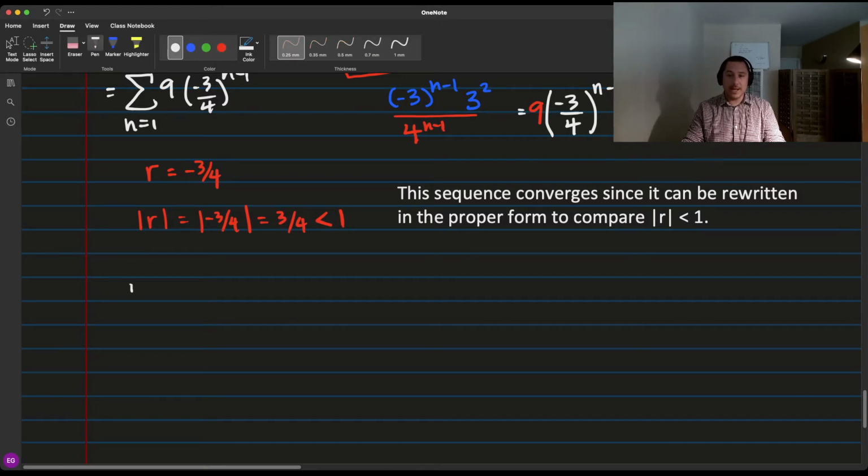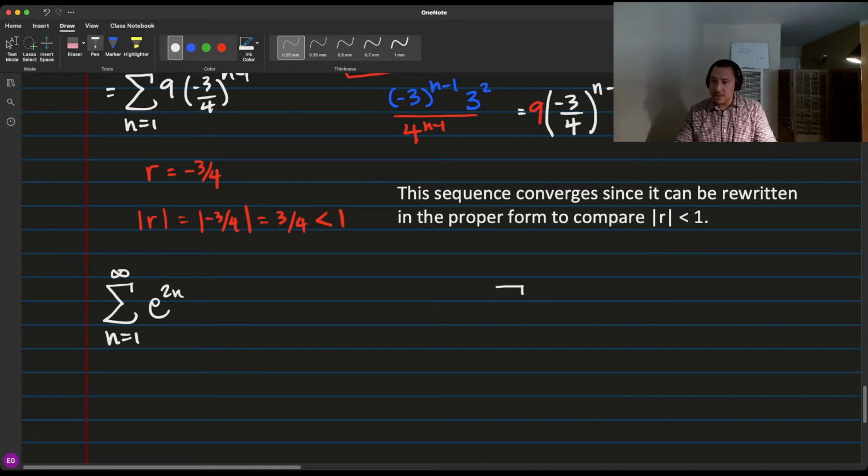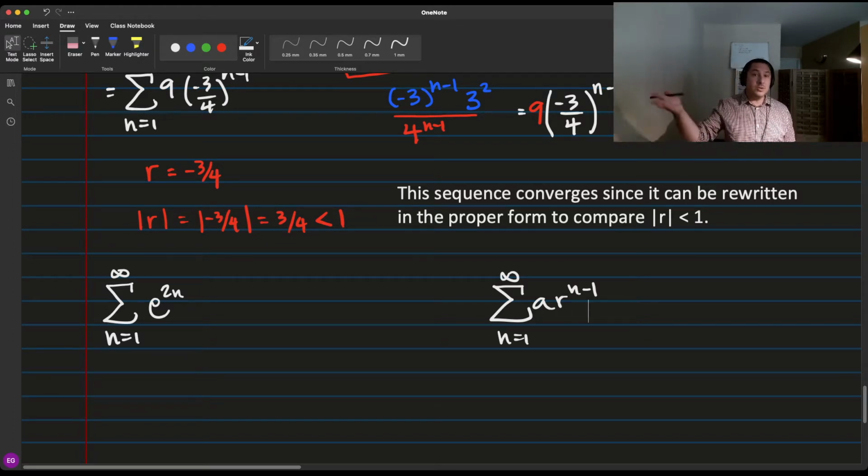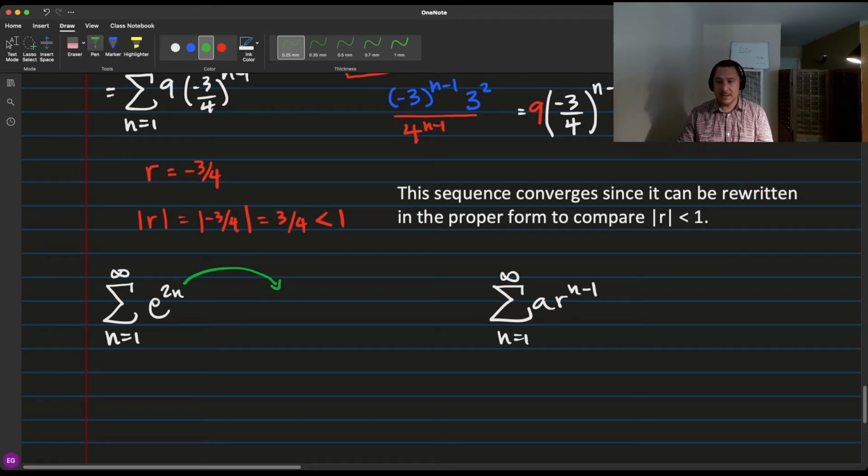Okay, so let's say that you had the sum from n equals 1 to infinity of e to the 2n. You have to remember that the form that you want is n equals 1 to infinity of a r to the n minus 1. So you're like, okay, I have some number to 2n. 2n is not n minus 1. So again, I recommend that you take your term and work on it over on the side. So I'm going to write this as e squared to the n.